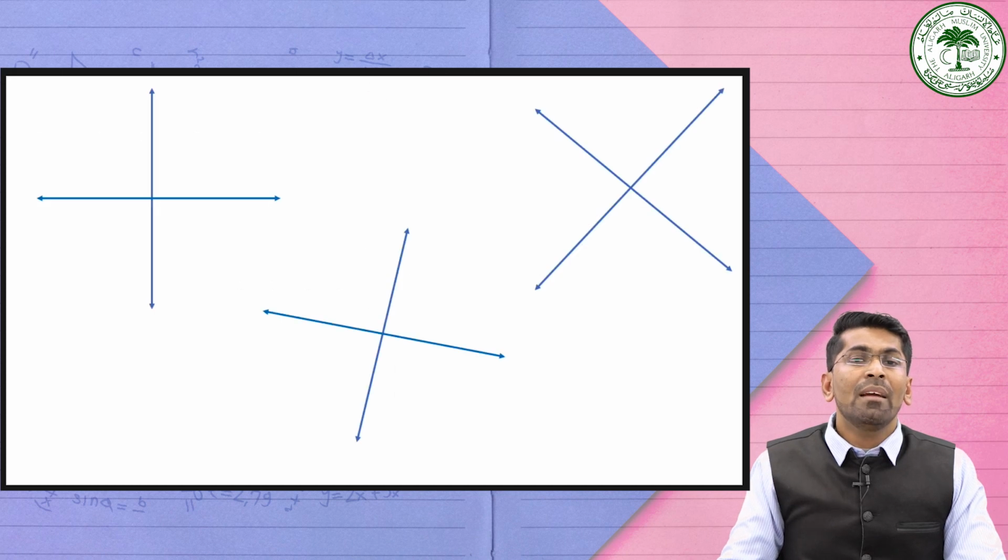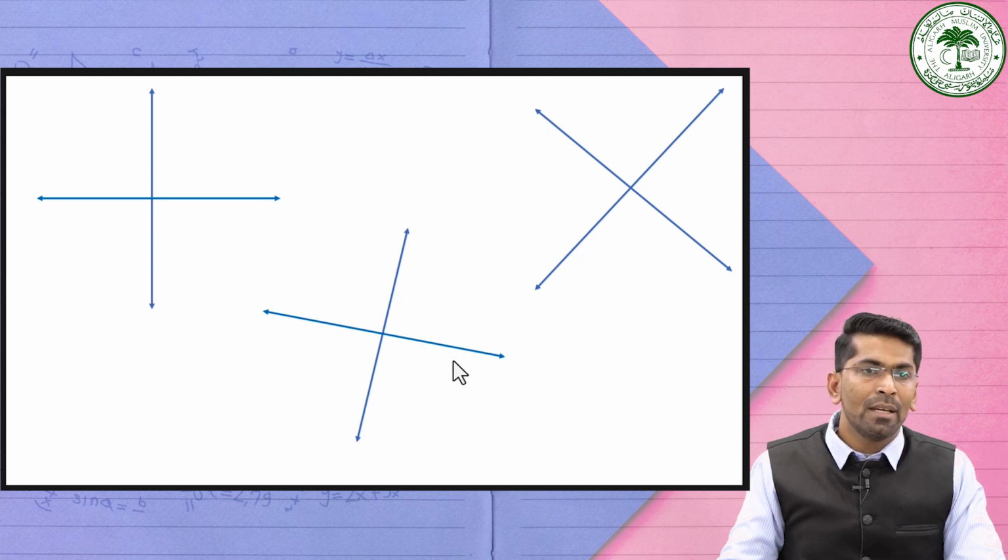Now we can draw different models of the perpendicular axes. Maybe this can be drawn in this model, like this, or we can also draw this particular model.